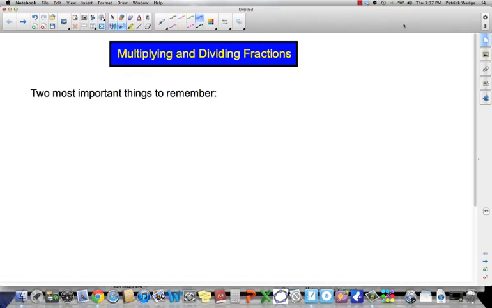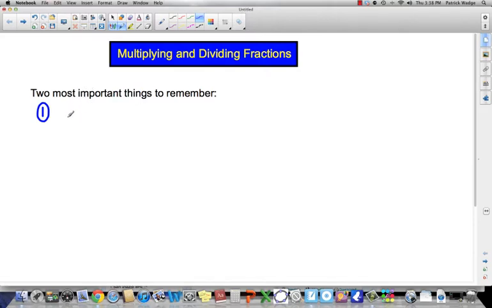Multiplying and dividing fractions. Important stuff. You want to be able to deal with fractions. So let's get started. There's two very important things to remember. If you watched the adding and subtracting fractions video, you remember there were two important things to remember in that one too. And they're kind of opposites for multiplying and dividing.